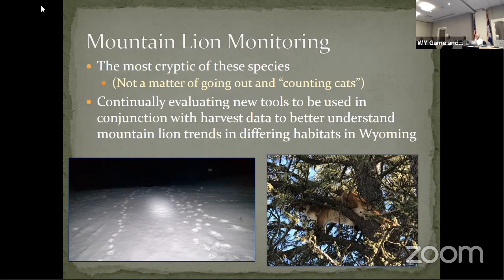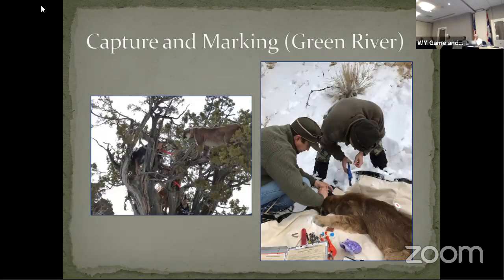So in Green River region right now, we have a project that we've been working on for several years where we are capturing and marking animals. And this provides insight, this fine scale data, just like Arthur was talking about and like Commissioner Crank was talking about. This fine scale data allows us, number one, to better understand mountain lion habitat.